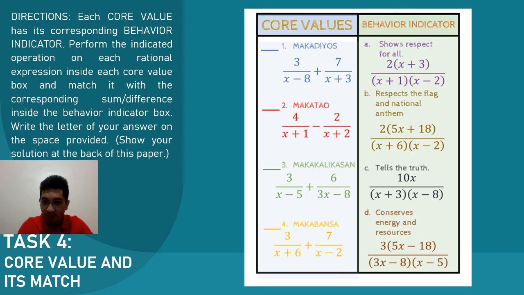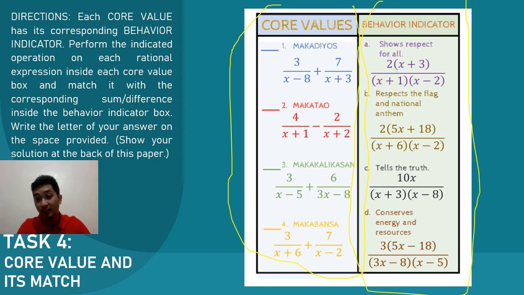So this is the core value box, and this is the behavior indicator box. In the core values box, you can see the four core values: Maka-Diyos, Maka-tao, Makakalikasan, at Makabansa. And here are their sample behavior indicators, but they are not arranged based on the core value. So you just have to match it. It's a matching type, but you can only match it if you were able to perform the operations given.